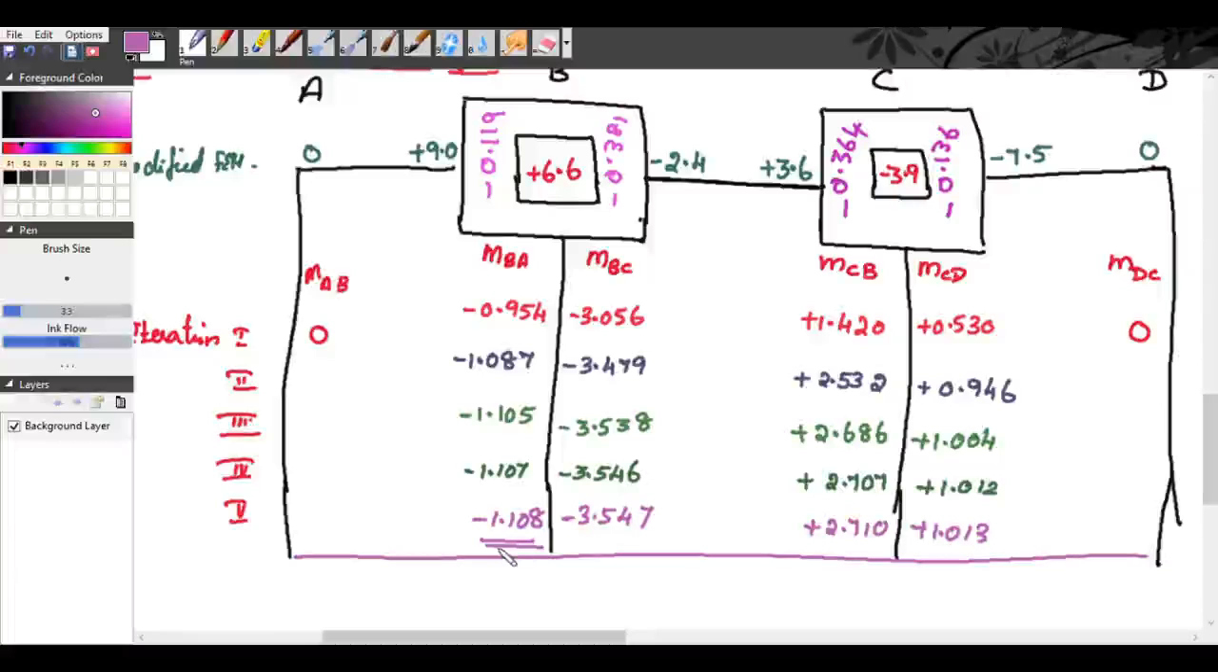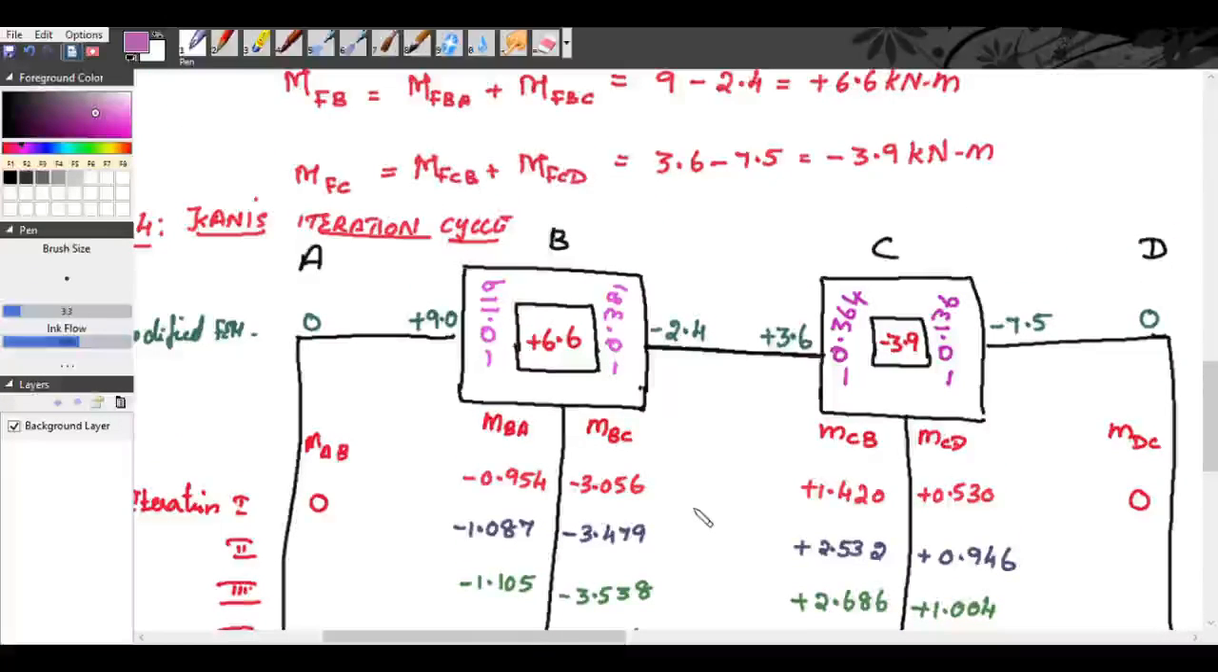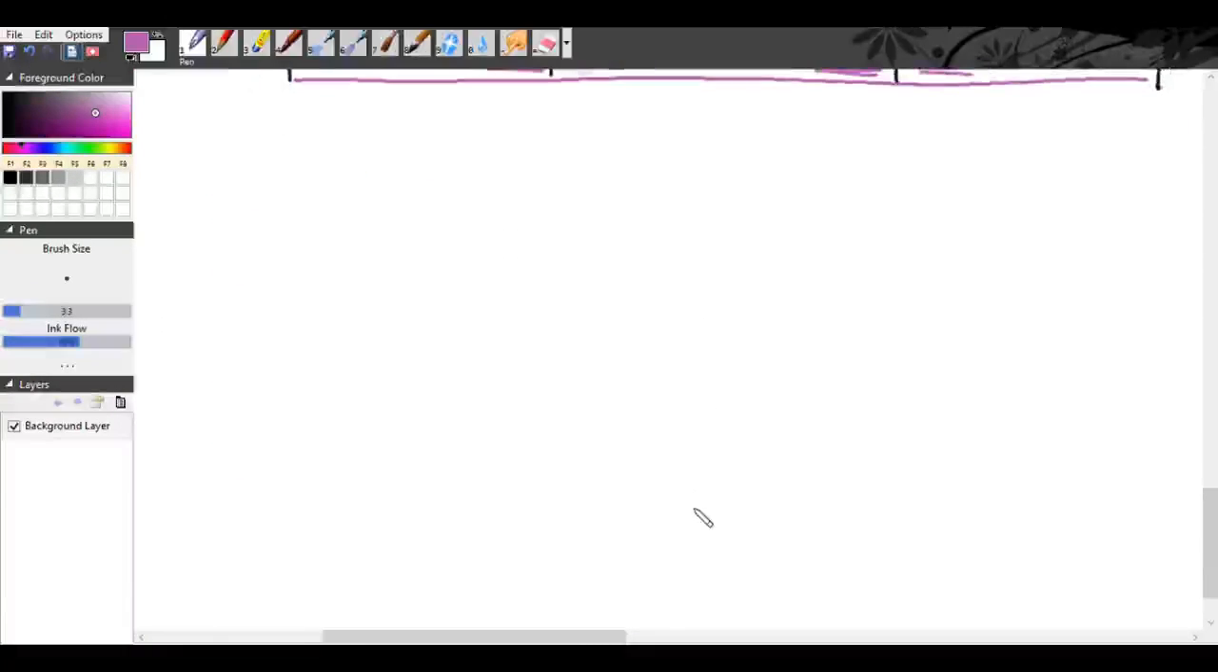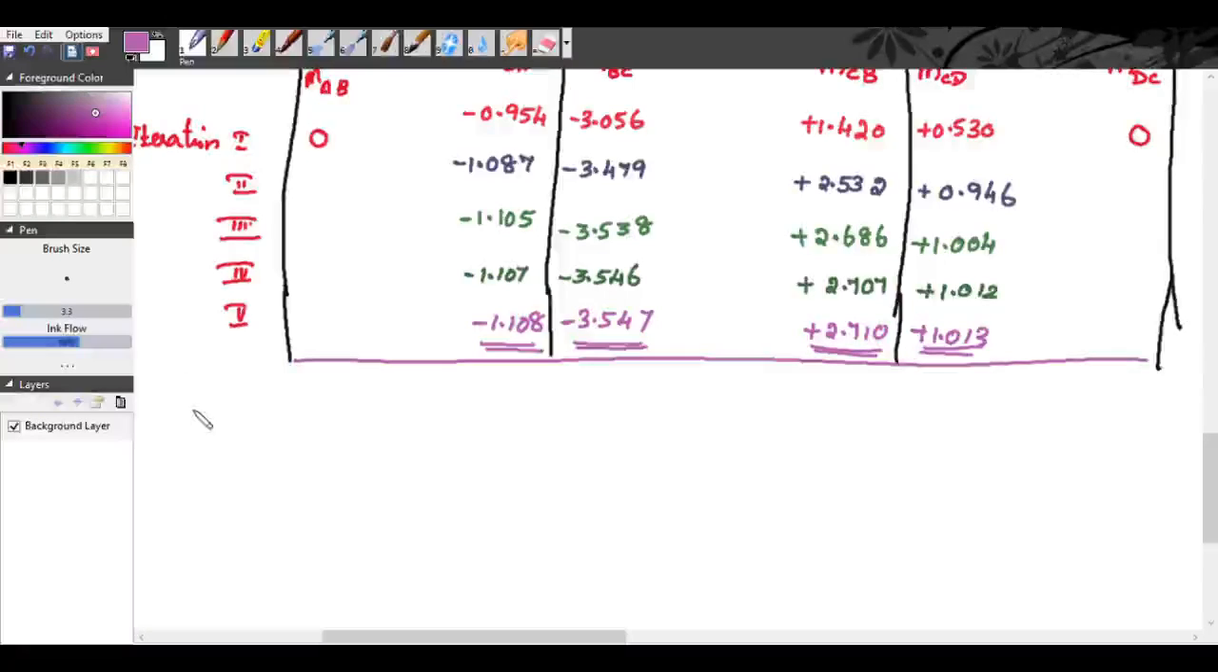Now what you have obtained in the last iteration, the values are: this is your small MBA, this is your small MBC, this is your small MCB, and this is your small MCD, 1.013 minus 3.547 and minus 1.1. So these are the rotational contributions. Now what you have obtained, we will write it as step 6.